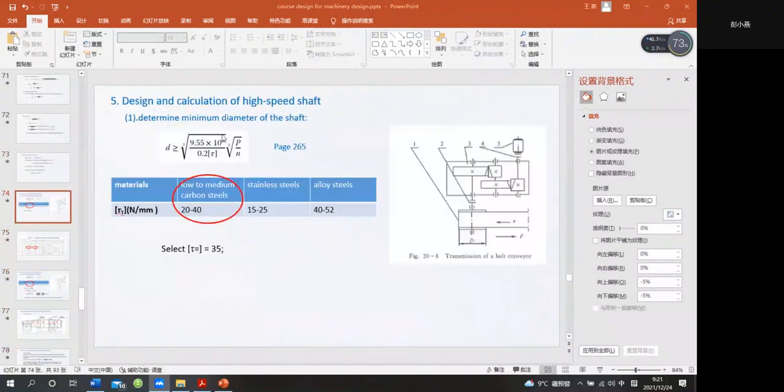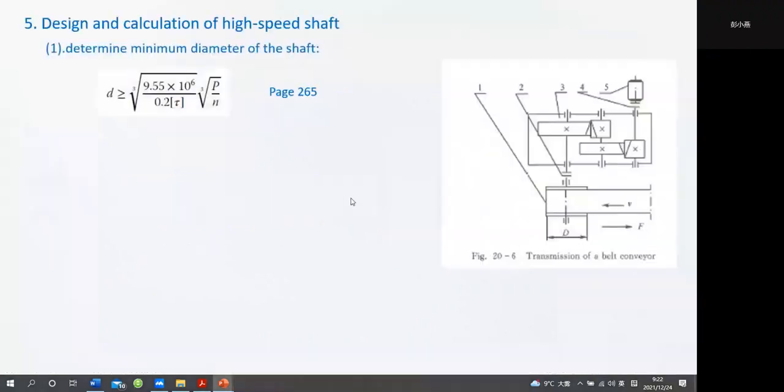Then we should do the design and calculation for the high speed shaft. We have designed the high speed stage gears. When we design this shaft, we should determine the minimal diameter of the shaft, and we use this formula to calculate it. Okay? You can find it in your textbook.